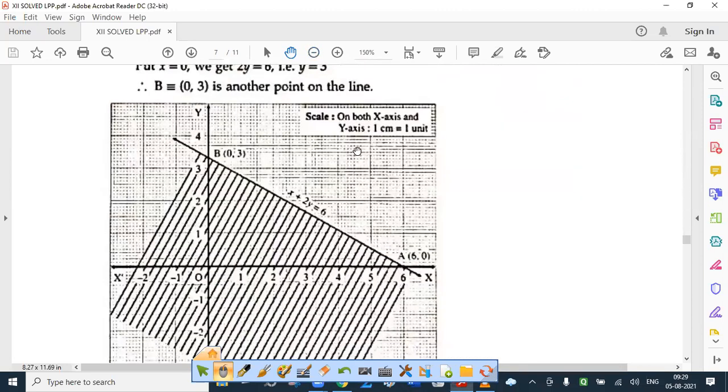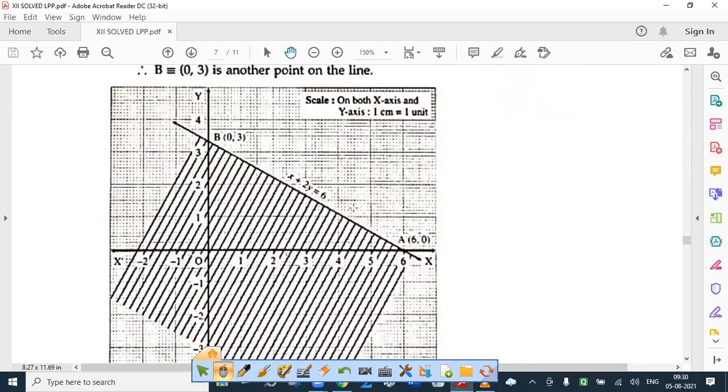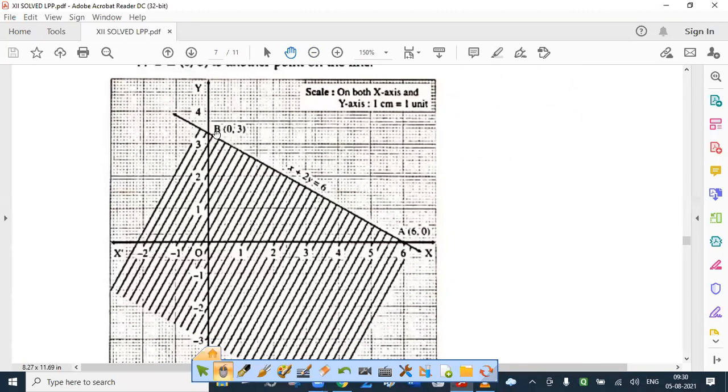You are supposed to mention the scale on both axes: 1 centimeter is 1 unit. This is the final answer. First, this line is drawn: x + 2y = 6. Now, listen to me carefully.